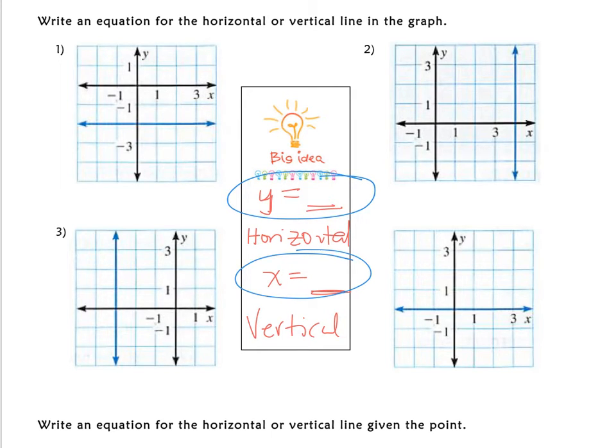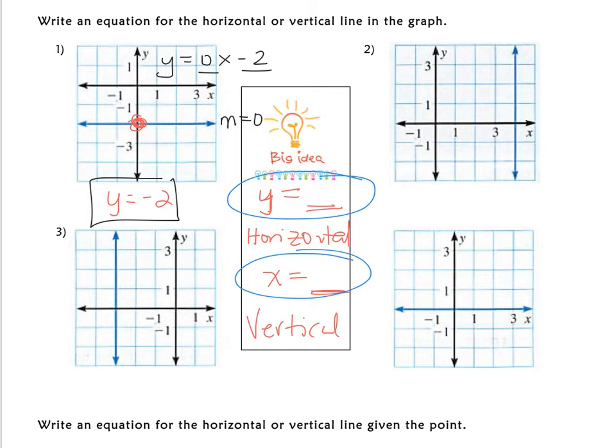In example number 1, we have a horizontal line, and it is crossing the y-axis right here at -2. So our equation is y equals -2. And that's it. As a reminder, m is equal to 0, so the slope is 0 for a horizontal line. Technically, our equation would be y equals 0x minus 2, -2 being the y-intercept and 0 being the slope. But 0x is just 0, so we can simplify it by saying y equals -2.